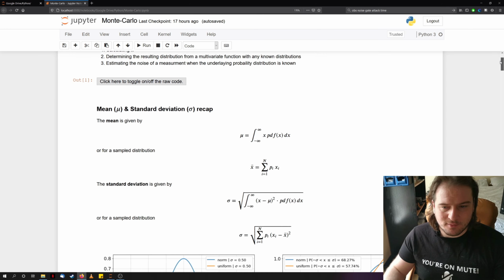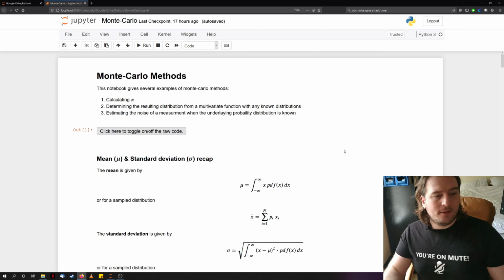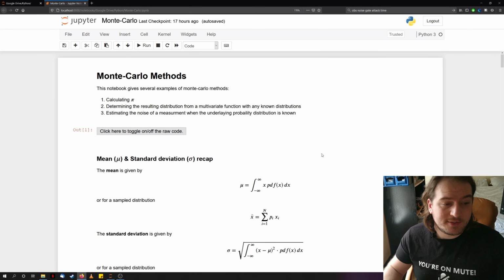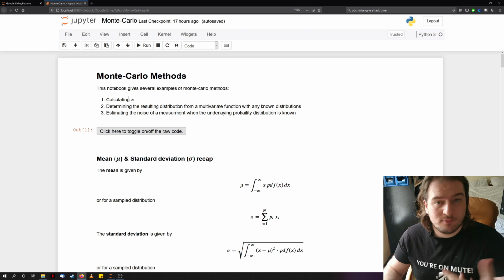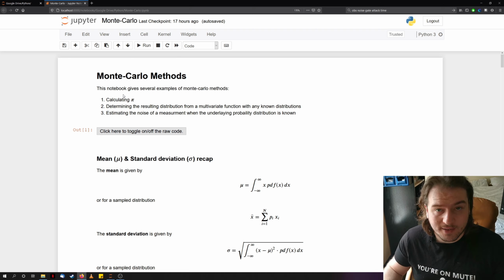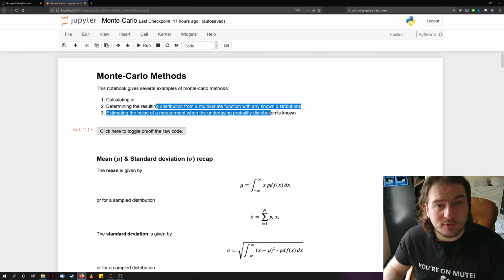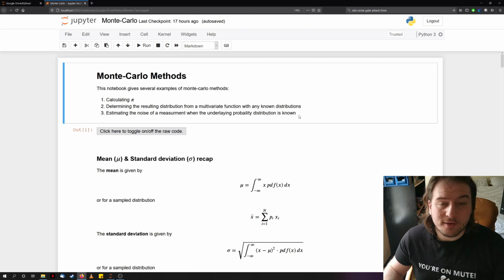So let's go to the top and have a look through. In this video, we're going to have several examples. The first one will be showing you this calculating of pi. The second one will be determining the resulting distribution from a multivariate function with known distributions. And the third example will be estimating the noise of a measurement when the underlying probability is known.